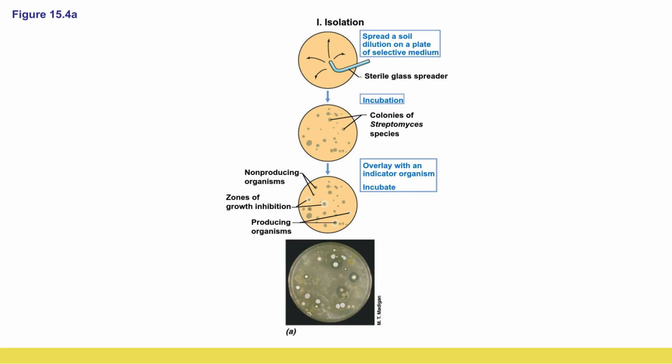A dilution of a soil sample is spread onto a plate of selective medium using a sterile glass spreader. After incubation, colonies of microbes like Streptomyces grow. To find which ones produce antibiotics, the plate is overlaid with a layer of an indicator organism, like a test bacterium. After another incubation, zones of growth inhibition appear around the colonies that are producing organisms, indicating where the antibiotic has diffused into the agar and killed or inhibited the test bacteria.